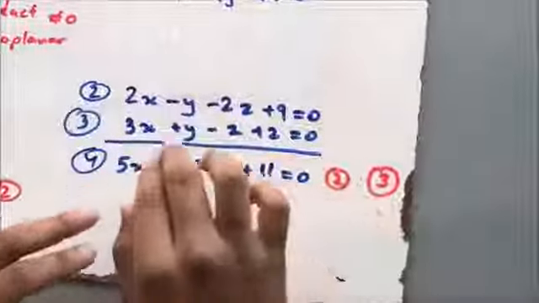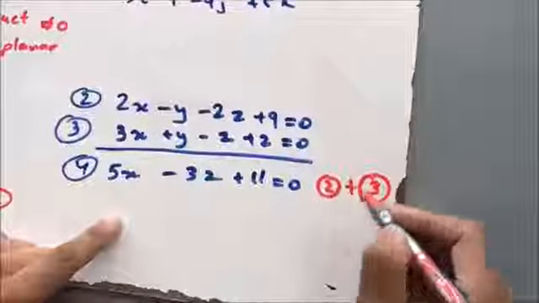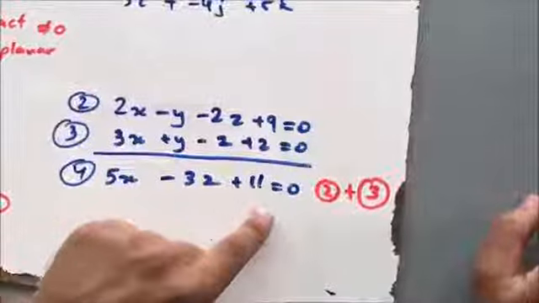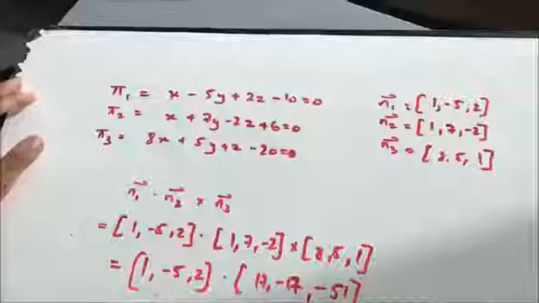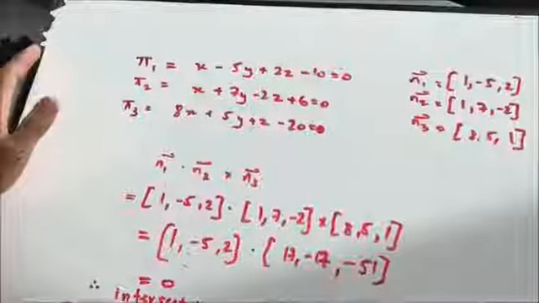So if we add them, we get 2x plus 3x, which is 5x, and then the y gets eliminated, and then we get negative 3y plus 11 equals 0. So in this example, we know that the planes are coplanar and they're going to intersect along a line.